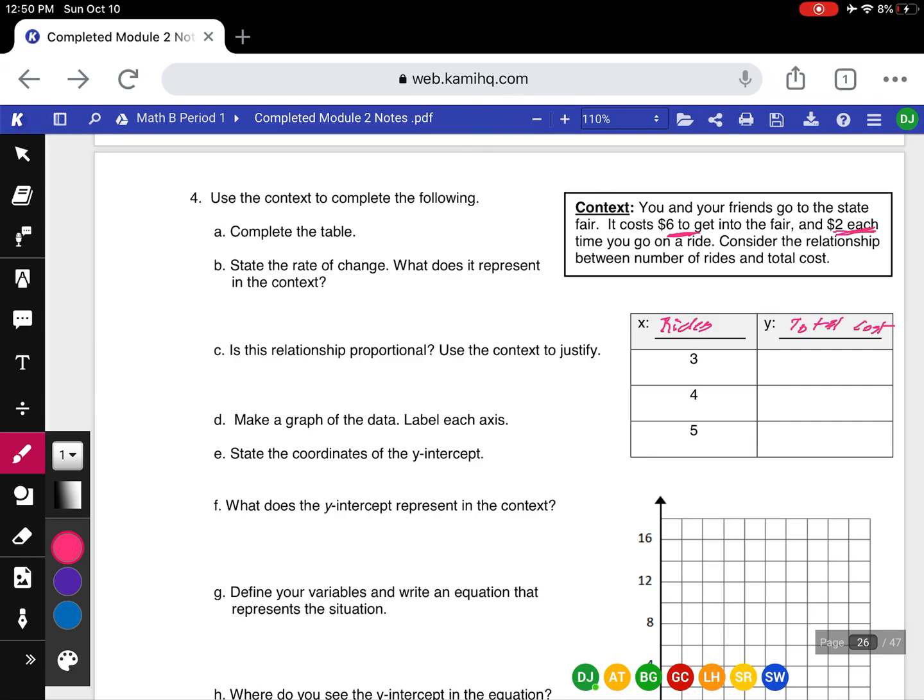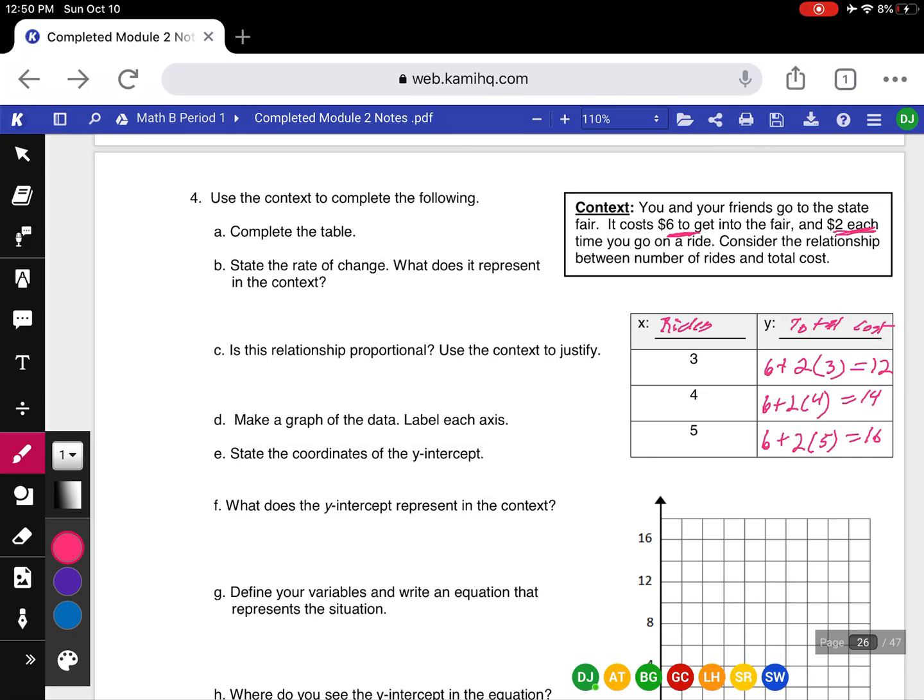Before we do that, let's make this a table. And we're always going to get charged $6 to get in. And it's going to cost me $2 per ride. And I'm going to go on 3 rides. 2 times 3 is 6. Costs me $6 to get in as well. So 4 rides would be, once again, $6 to get in, $2 per ride, and 4 rides. 2 times 4 is 8. 8 plus 6 is 14. And then finally, $6 to get in, plus 2 times 5. 2 times 5 is 10, plus 6 is 16.